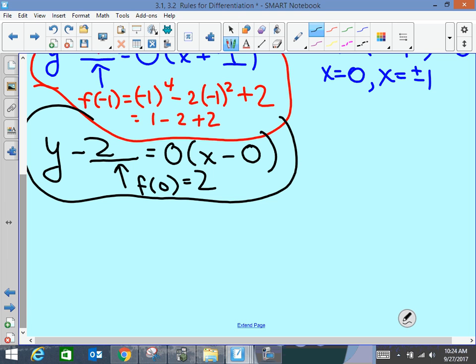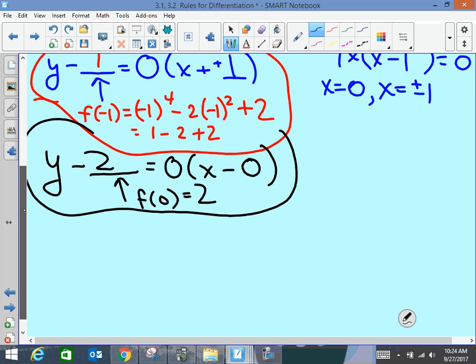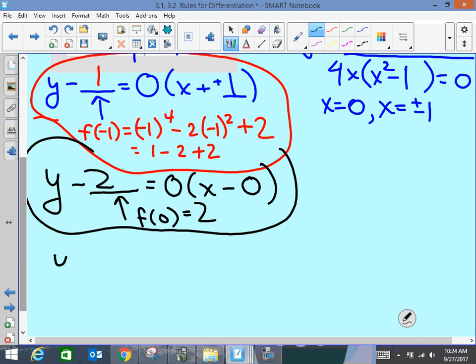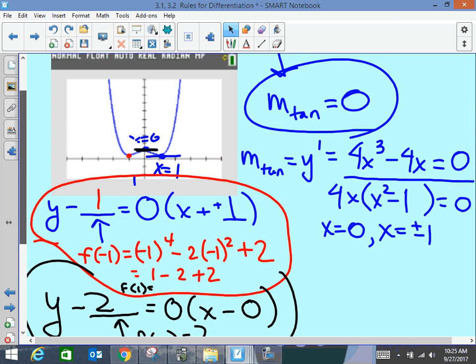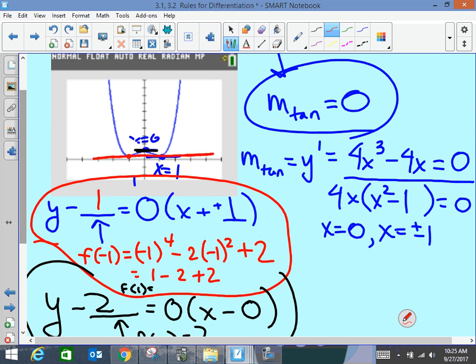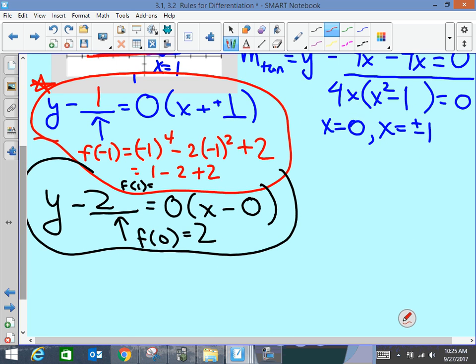Am I losing anybody? All right, and we do have a 1. What's going to happen when we plug in f of 1? It's going to be the same thing, right? So we really only have 2 equations. This equation is the same. That one's this right here. The black one is that.